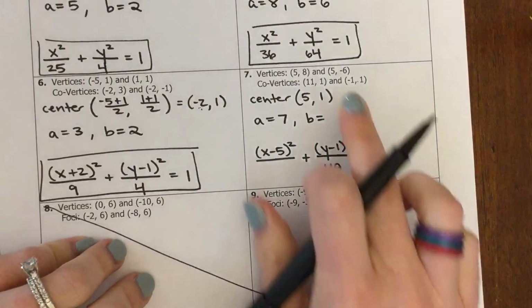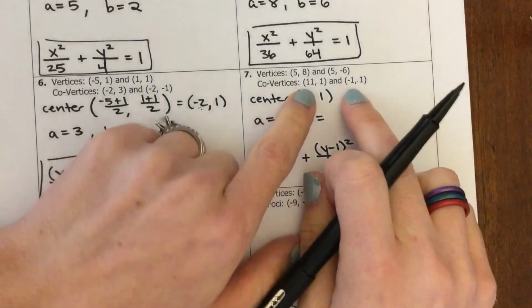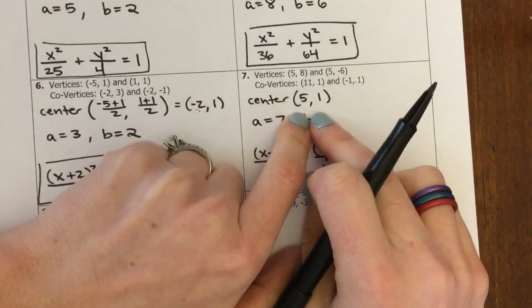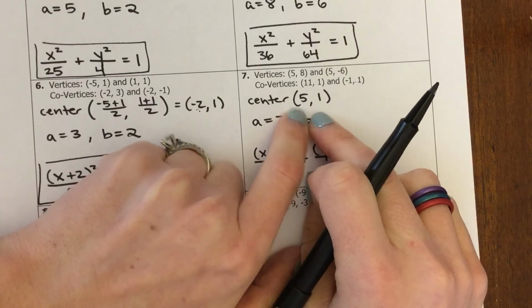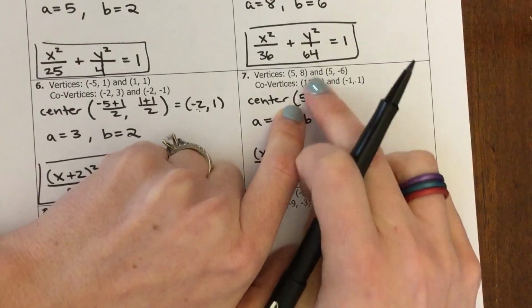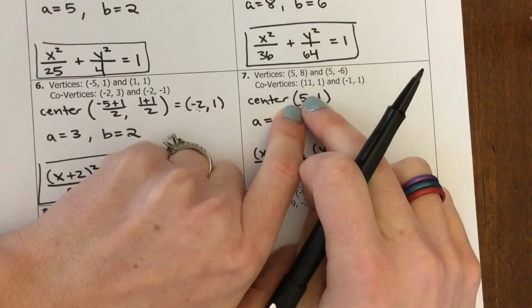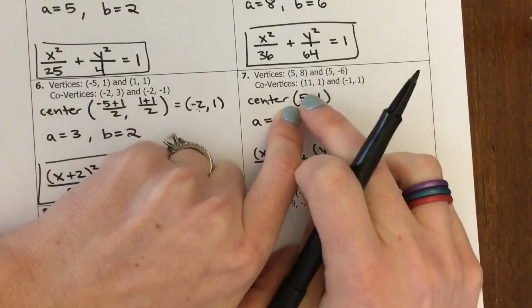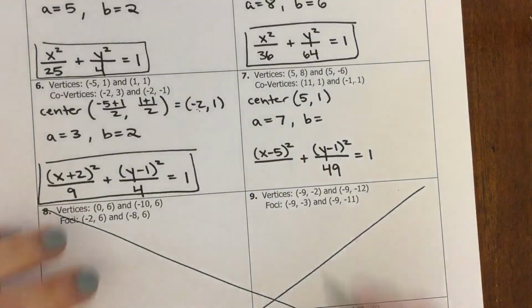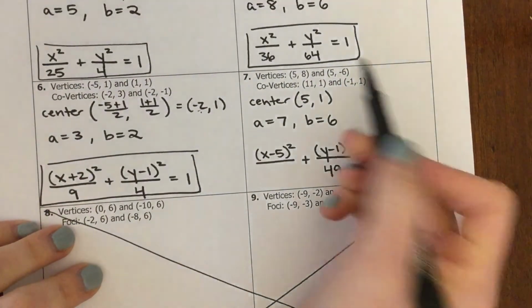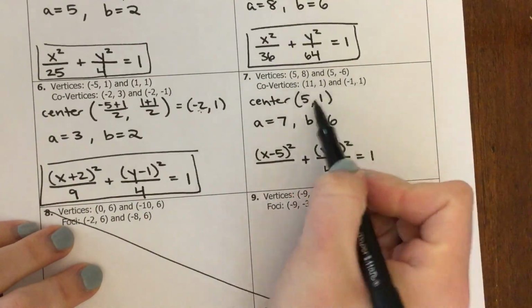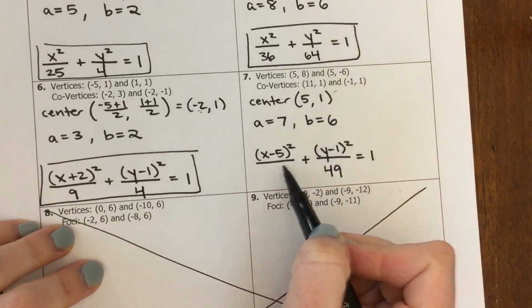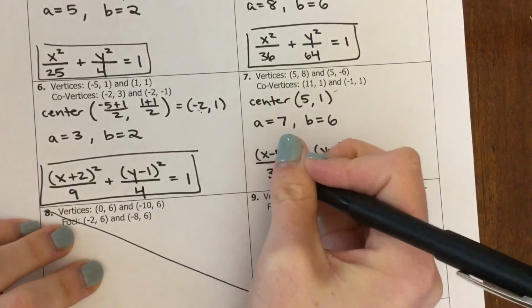So B comes from my co-vertices. So we look at these points, and we want to see how far away they are from the center. So we just subtract. 11 and 5 are 6 units apart. That's 11 minus 5. And then 5 minus -1, just to double check. 5 minus -1 is also 6. So B is 6 units. It is my x coordinates that are changing. So the 6 goes with the x. And just make sure that for your formula you square it.